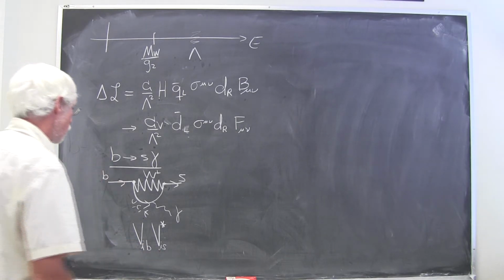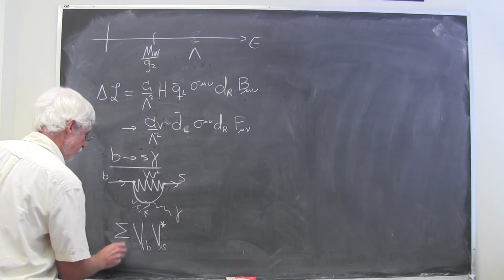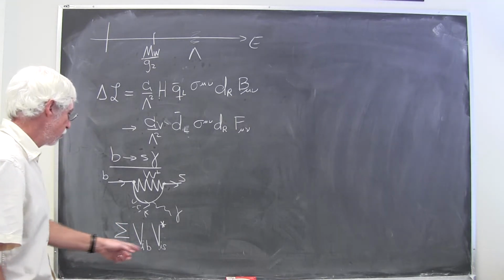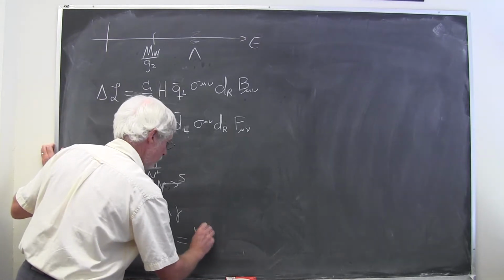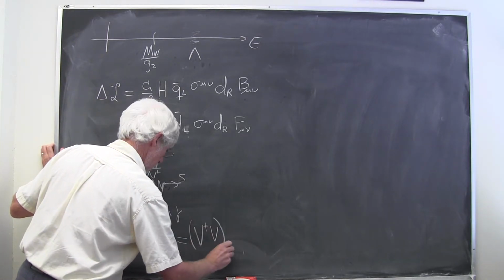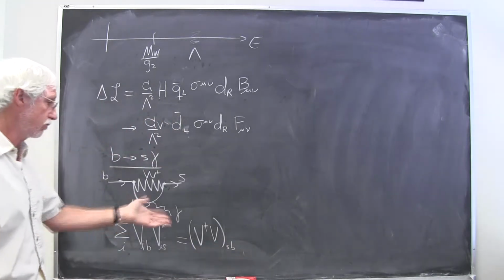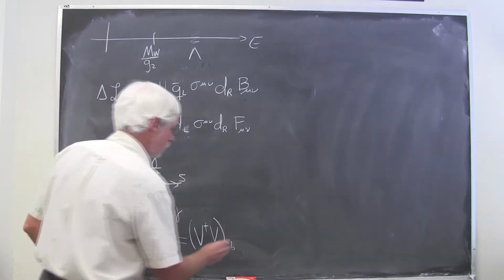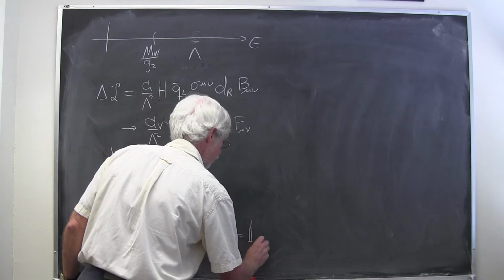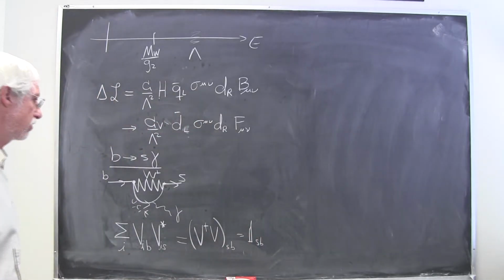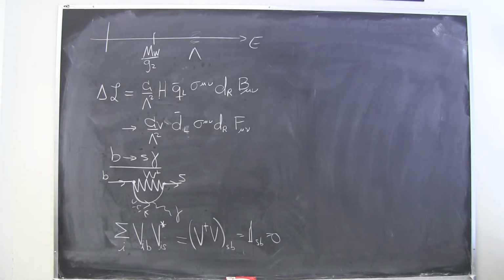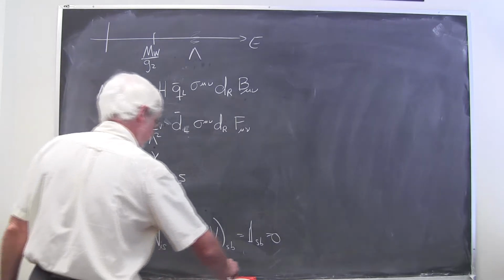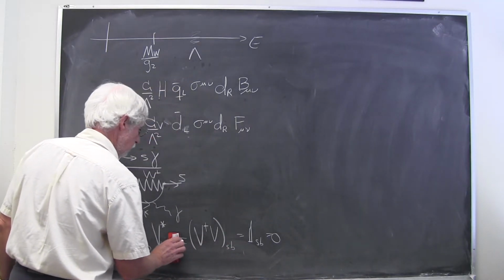Now, were we to sum over i to get the answer for this diagram, we would find that if we write this in matrix notation, this is the same as (V†V)_sb, where s and b stand for 2 and 3, for example. And this being a unitary matrix, this is 1_sb. That's the off-diagonal term of the unit matrix, so this is 0. So that would tell us that this contribution vanishes, but in fact, that's not the case.